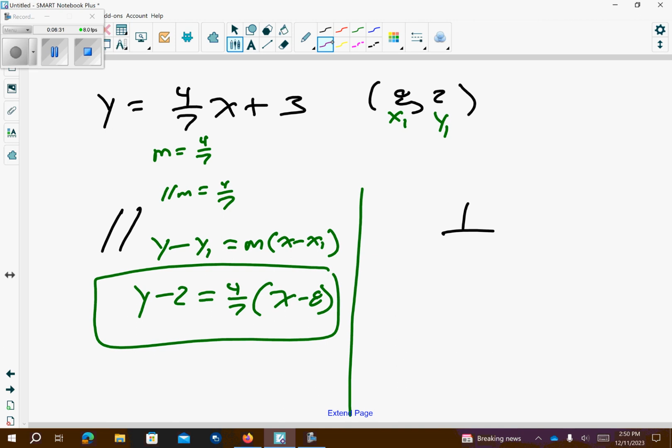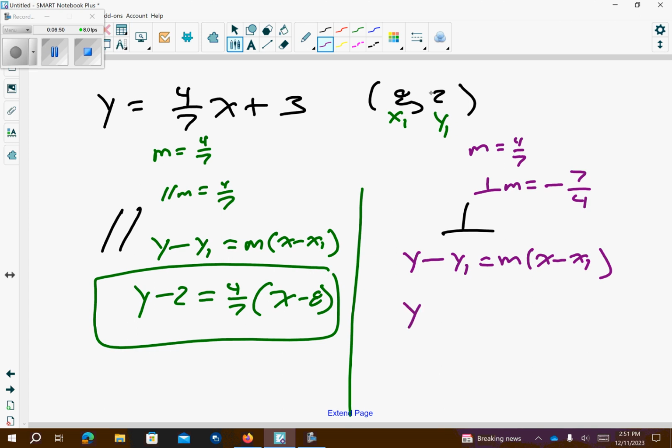We might have this problem where it asks for perpendicular. So I know my original slope is 4 over 7. My perpendicular slope is going to be a negative. It's opposite sign. That's positive. Now it's going to be negative and flipped over fraction. And again, I'm going to plug into point slope. It looks like this.